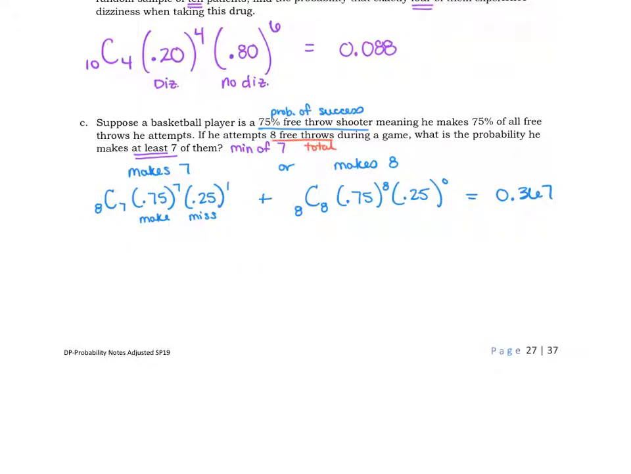Okay, so check the setup. Any questions again that you have about this scenario? Remember, at least 7 means he makes 7 or he makes 8. So I've got the details outlined there, but any questions that you have, again, please post them to the forum.